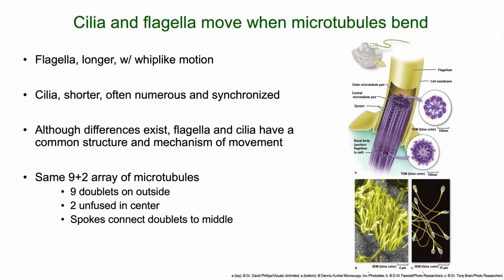And we find cilia lining our respiratory passageways, where they help to sweep mucus and debris up and out of our lungs and out of our bronchioles and other airway tubes.